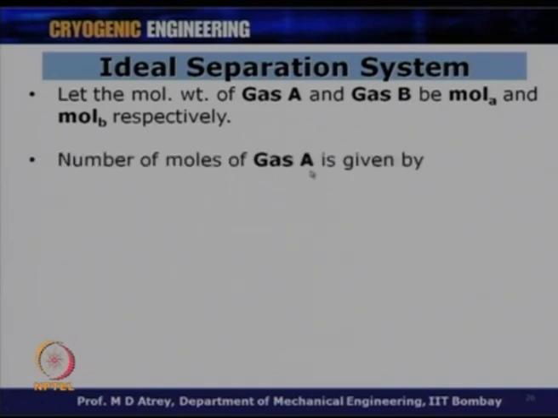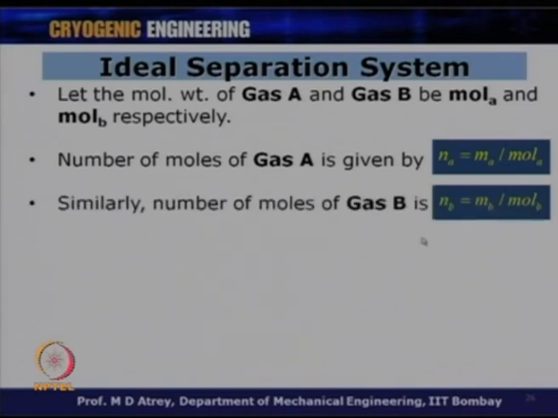The number of moles of gas A will be given by, this is a very simple mixture formula which I am going to just revise. If I want to calculate the number of moles, it will depend on how many grams of gas A there are divided by its molecular weight, that will give me moles. So, Na is the moles of gas A in a mixture of A and B. Na will be given as Ma upon molecular weight of A. Similarly, Nb will give the moles of B, that is Mb upon molecular weight of B.